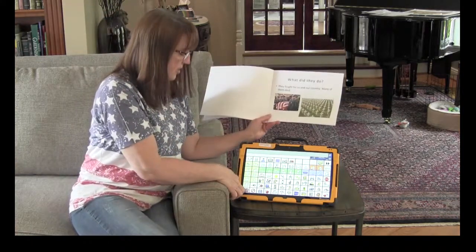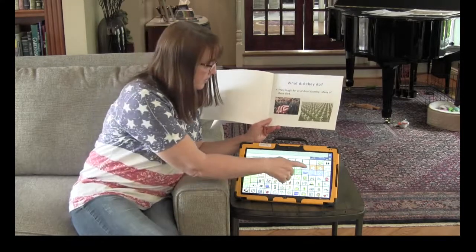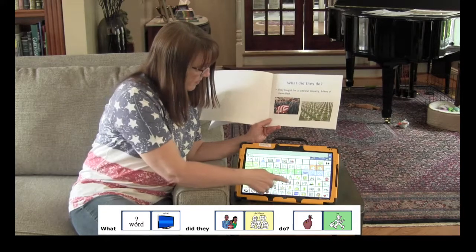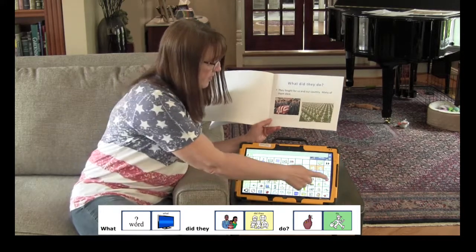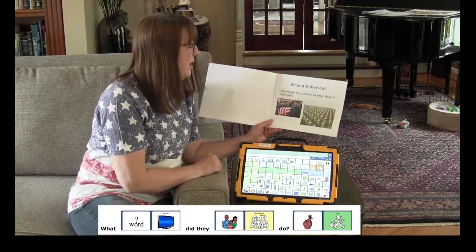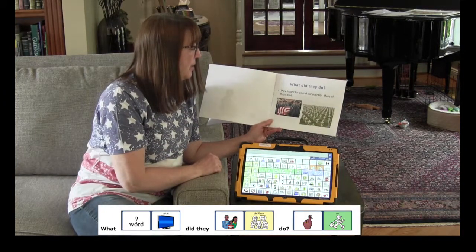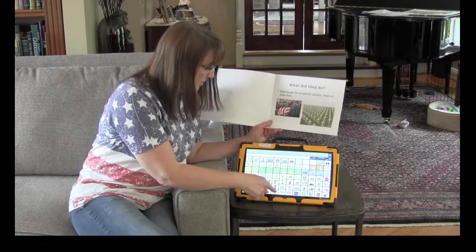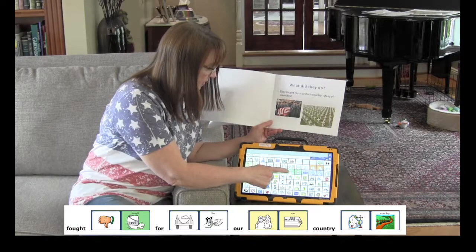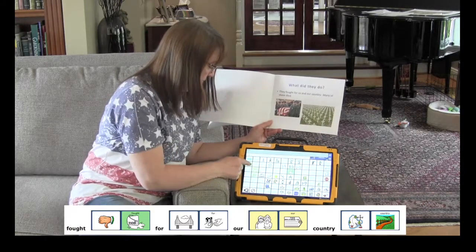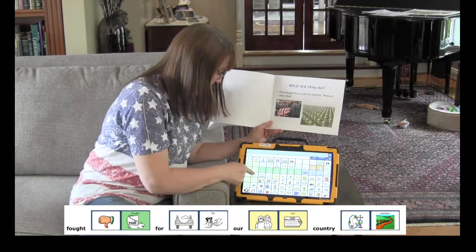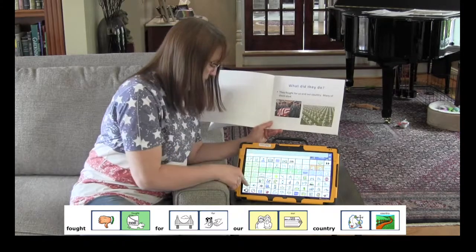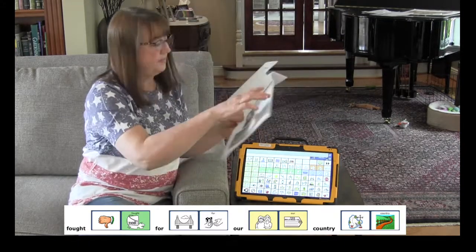Our next question is, what did they do? What did they do? They fought for us and our country. Many of them died. So many soldiers fought for our country. They fought for our country.